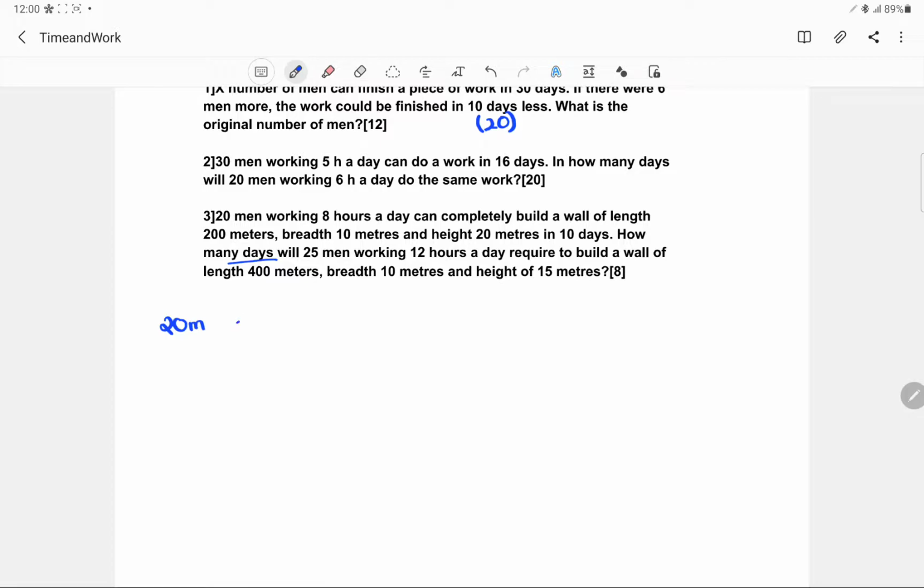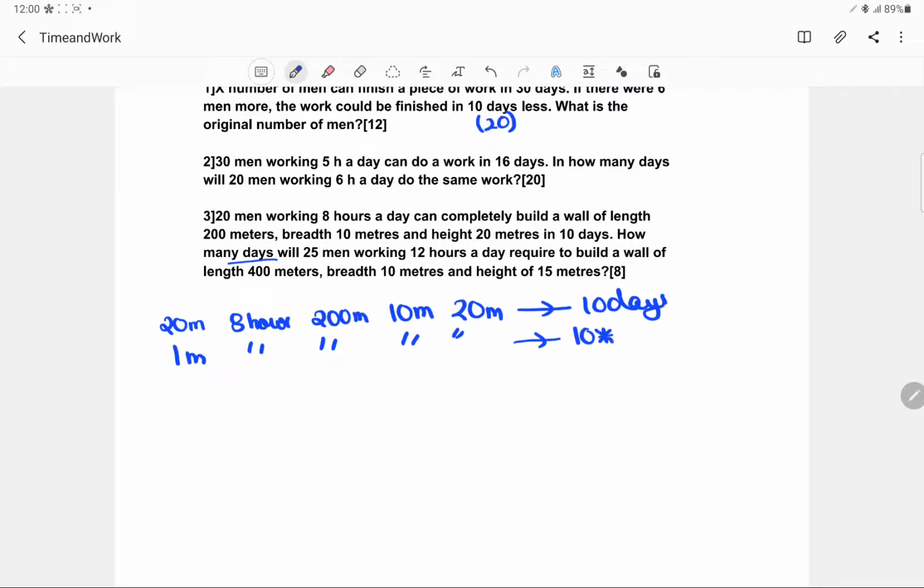So 20 men working 8 hours a day can complete a wall of length 200 meter, breadth 10 meter, height 20 meter in 10 days. Okay, so one man, 8 hours, 200 meter, this will of course take more number of days, that is 10 into 20. One man 1 hour, of course he'll take more number of days because now he is working only 1 hour each day. So this would be like 20 into 8.